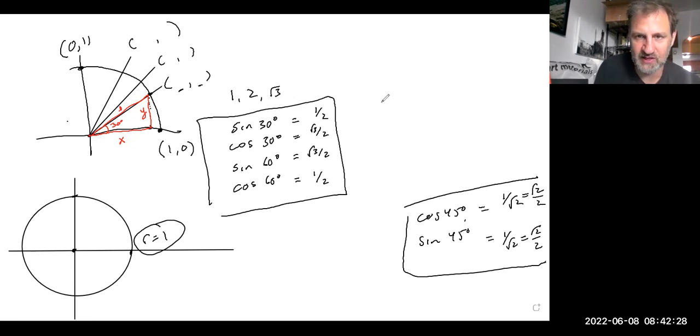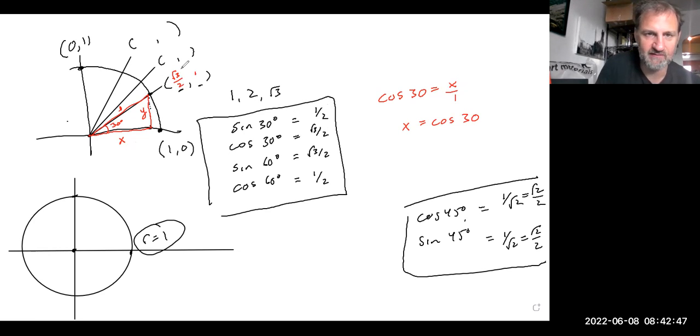So now I've got a statement that says cosine 30 equals x over 1. Well, that's just x equals cosine 30, which is just saying that x is the square root of 3 over 2. Same thing for y. The sine of 30 is going to be y, that's 1/2. And so it goes all the way around the circle.